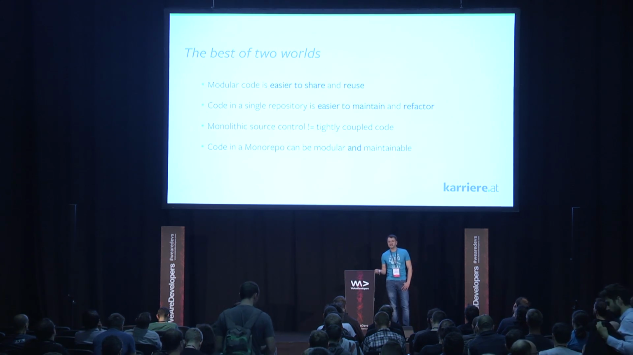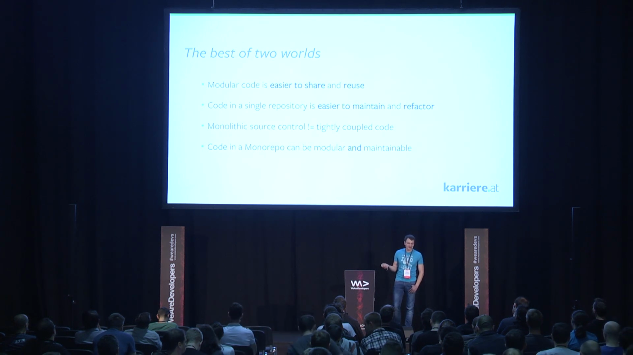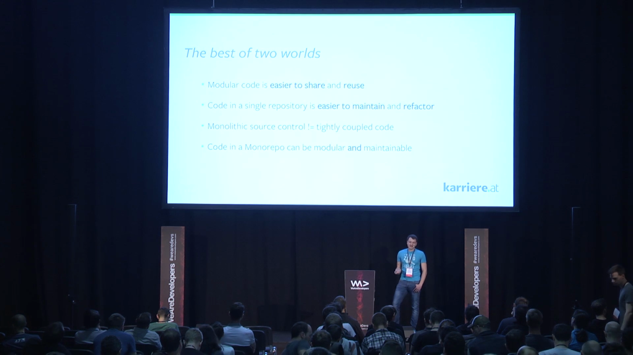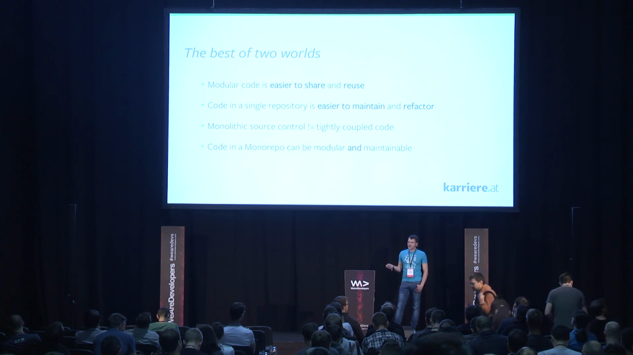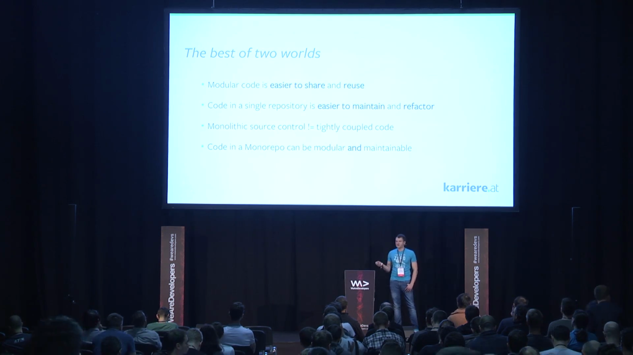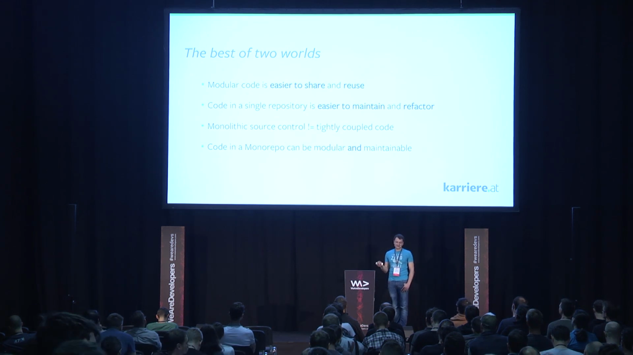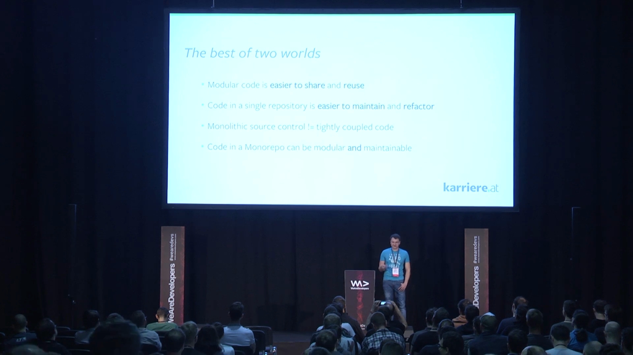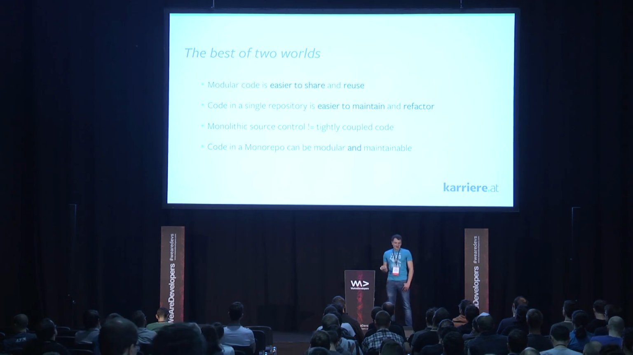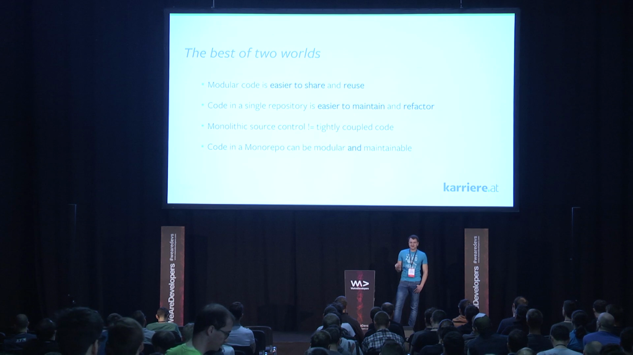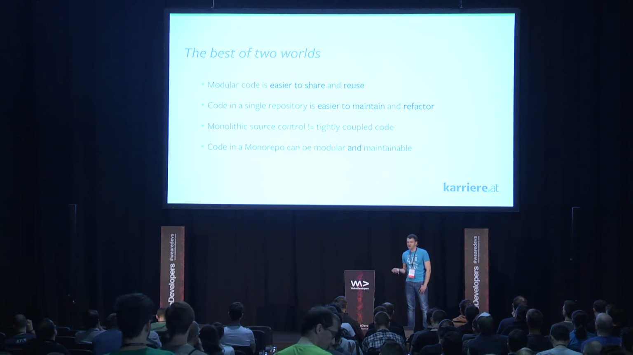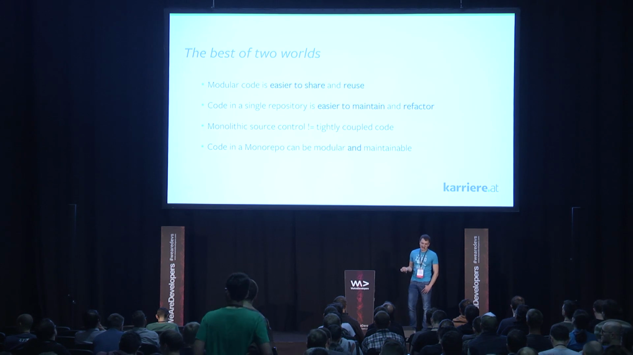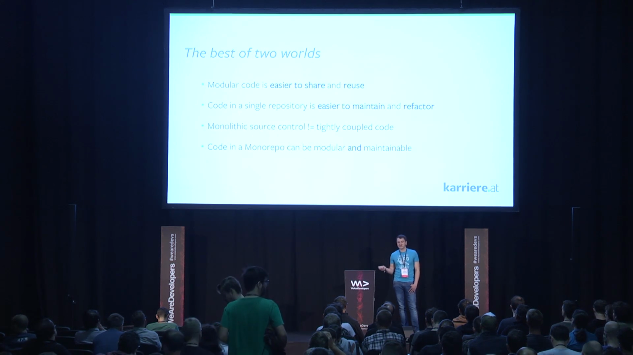So basically, it's possible to combine the best of two worlds. Modular code is easier to share and to reuse, and code maintained in one single repository is generally easier to maintain and can be a lot easier to refactor. So monolithic source control doesn't mean tightly coupled code, quite the opposite. If you're effectively using a monorepo approach for maintaining all of your projects, you can have both a modular code base and a very easily maintainable code base.